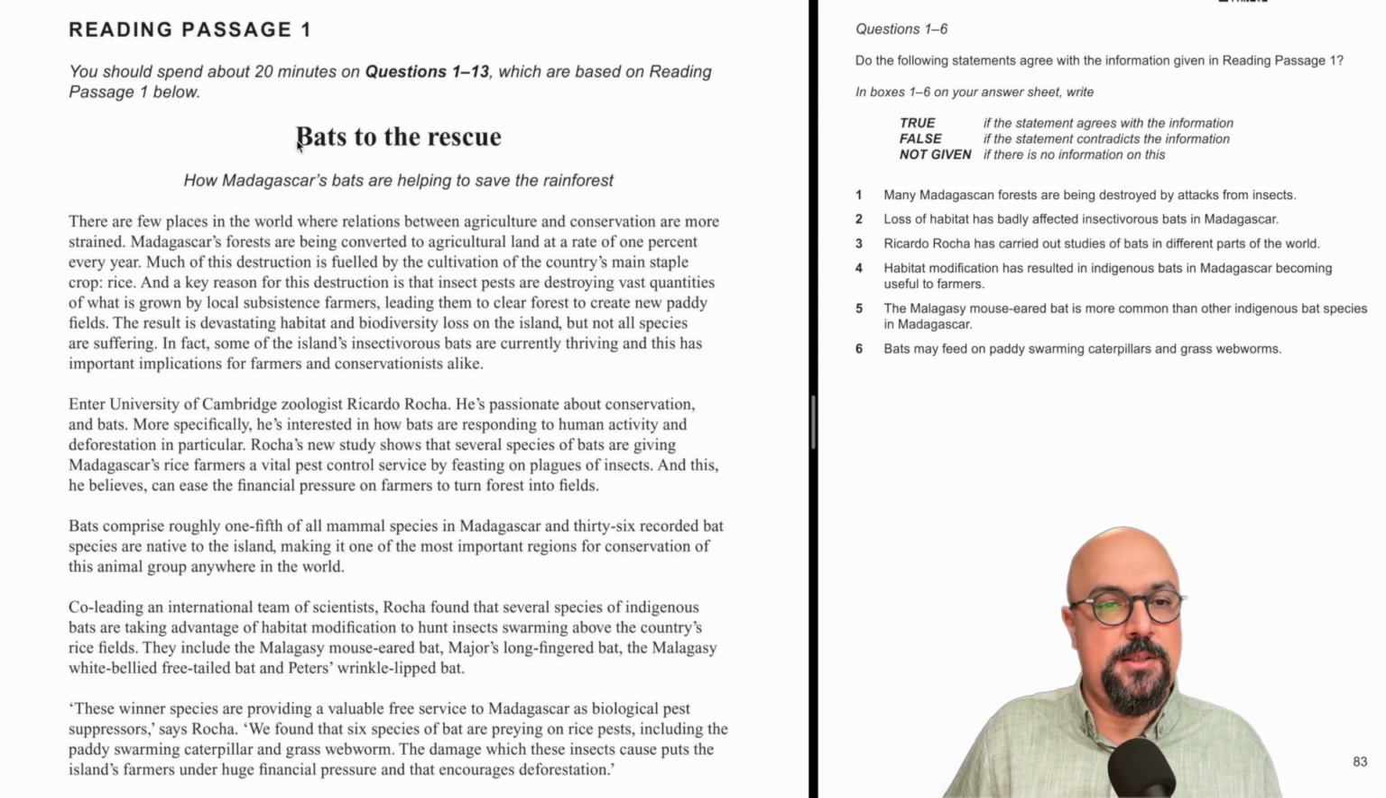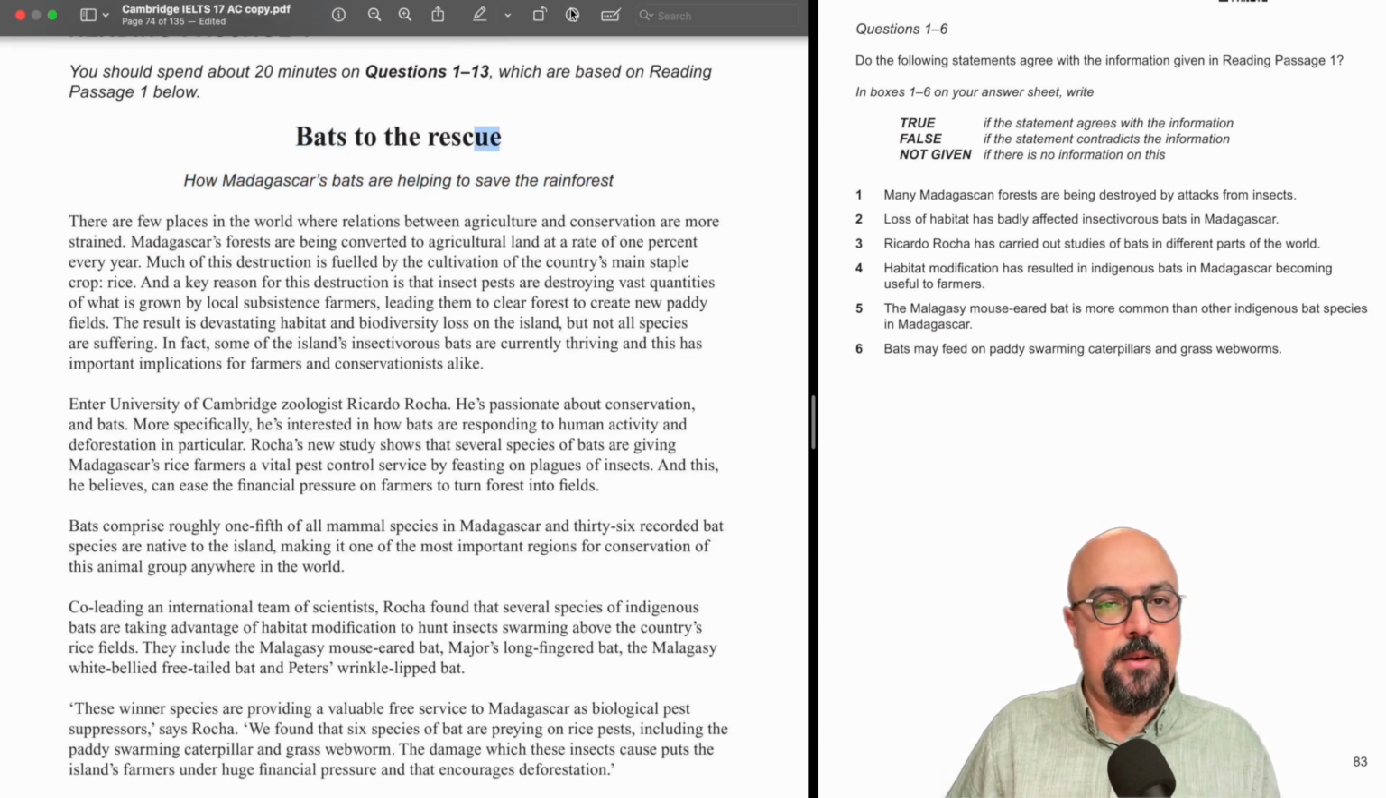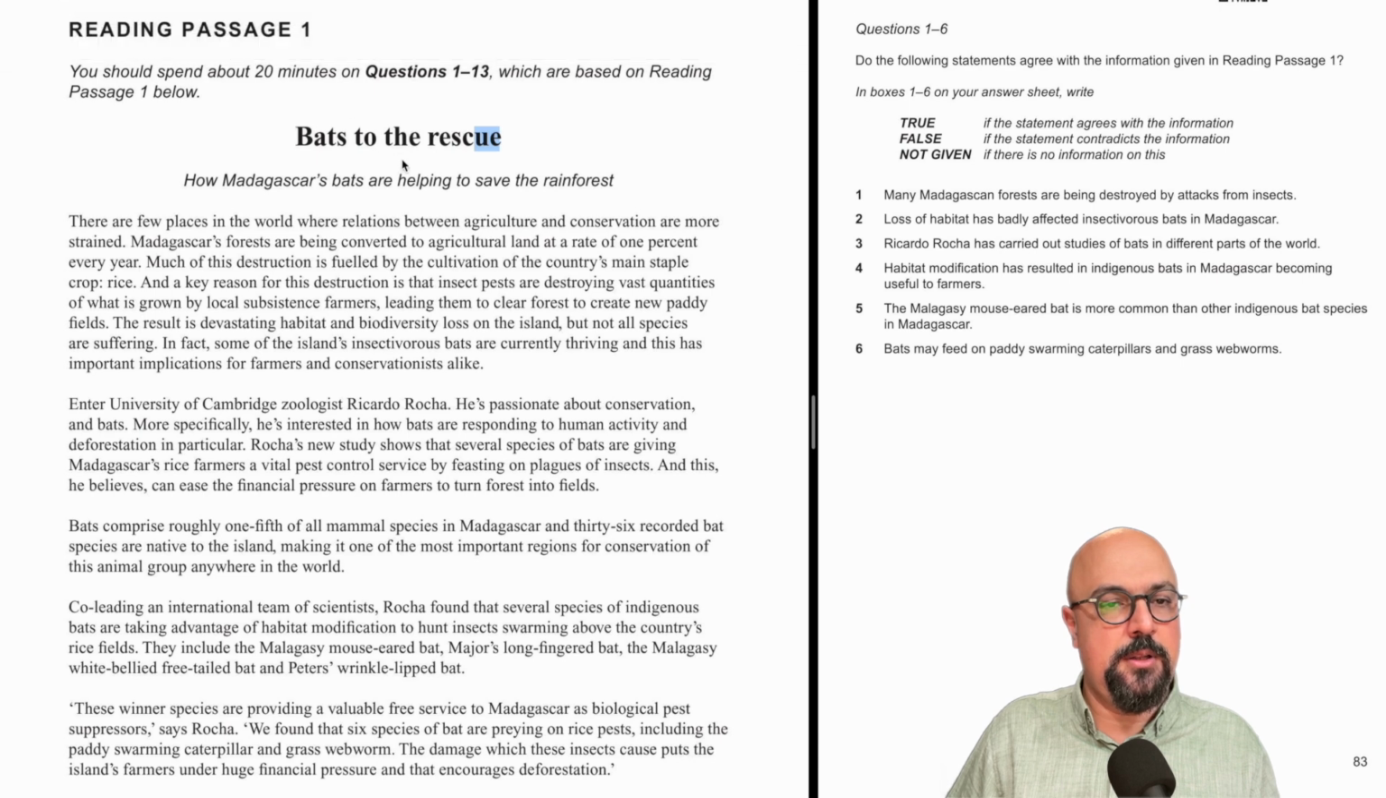So, what does the title tell us? It says, "Bats to the rescue. How Madagascar's bats are helping to save the rainforest." So, during the skimming process, we look at the heading and the subheading. Usually these two give us a lot of key information about the passage. So bats, rescue, and you'd better underline certain keywords as reminders. Well, it's obviously about bats saving the rainforest.